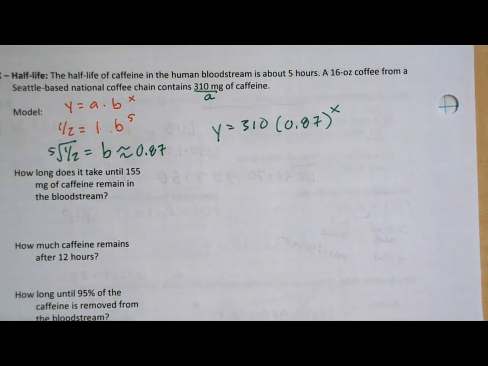So what are we going to do here? Are we going to use our math or are we going to use our brains? We could draw a picture. That would be a good start. Or we could use our brains. What's special about 155? It's half of what we're starting with, right? So how long is it going to take for us to get from 310 to 155? How long is it going to take for us to get from where we started to half of where we started?